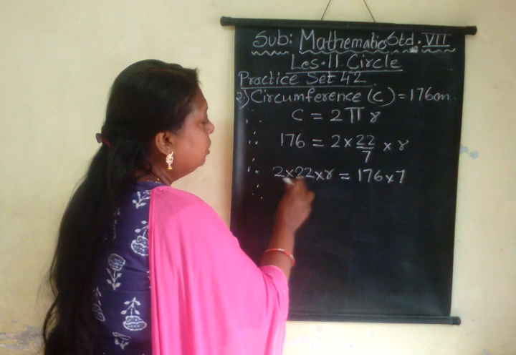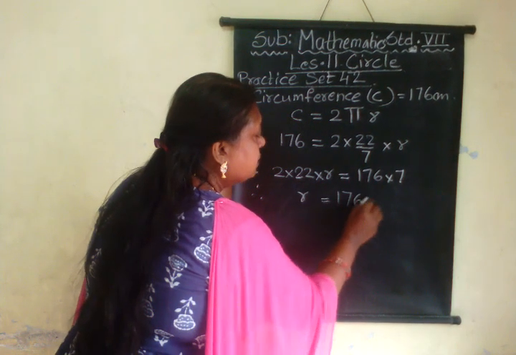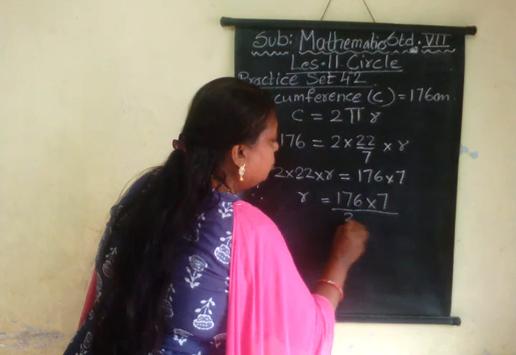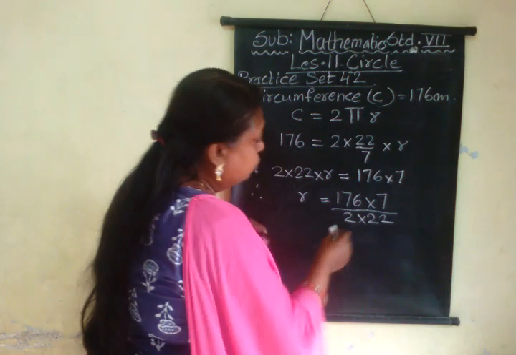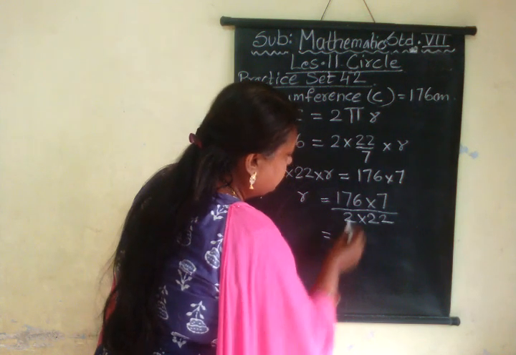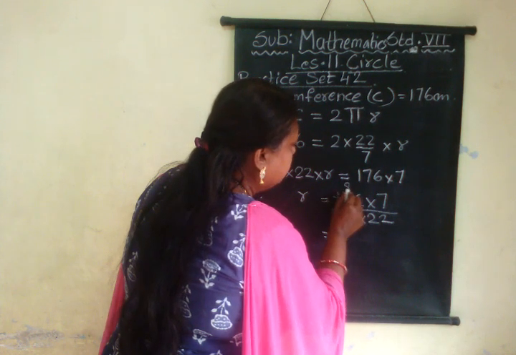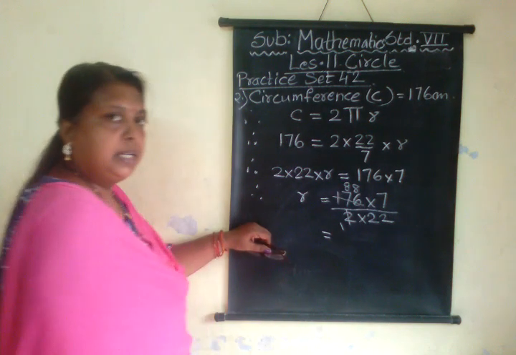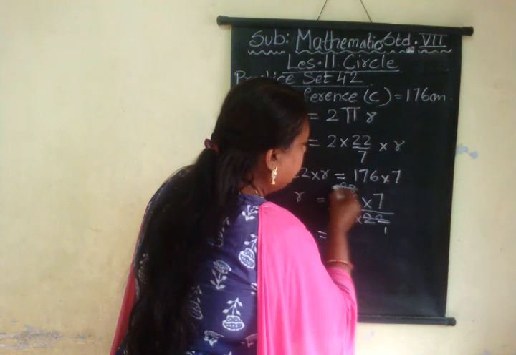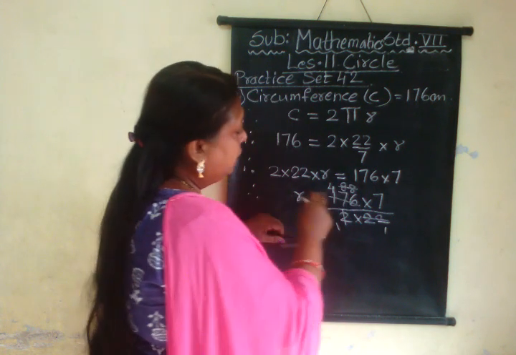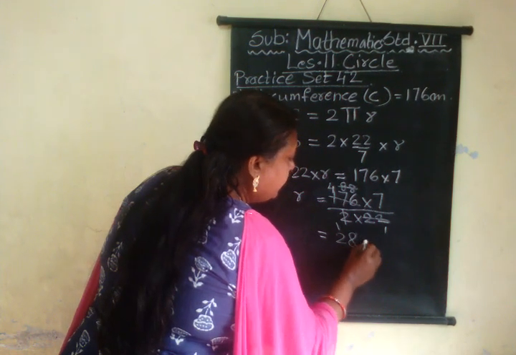So this 2 into 22 goes to denominator. So r is equal to 176 multiplied by 7 upon 2 multiplied by 22. This way you get the sum. Now if you do the cancellations, you get the answer. Now 2 you can cancel here: 2 8s are 16, 2 8s are 16. Correct children? Then 22 and 88 can be cancelled. 22 1s are 22, 22 4s are 88. Right? Now only 4 and 7 is remaining here. So you get answer 7 4s are 28 centimeter.